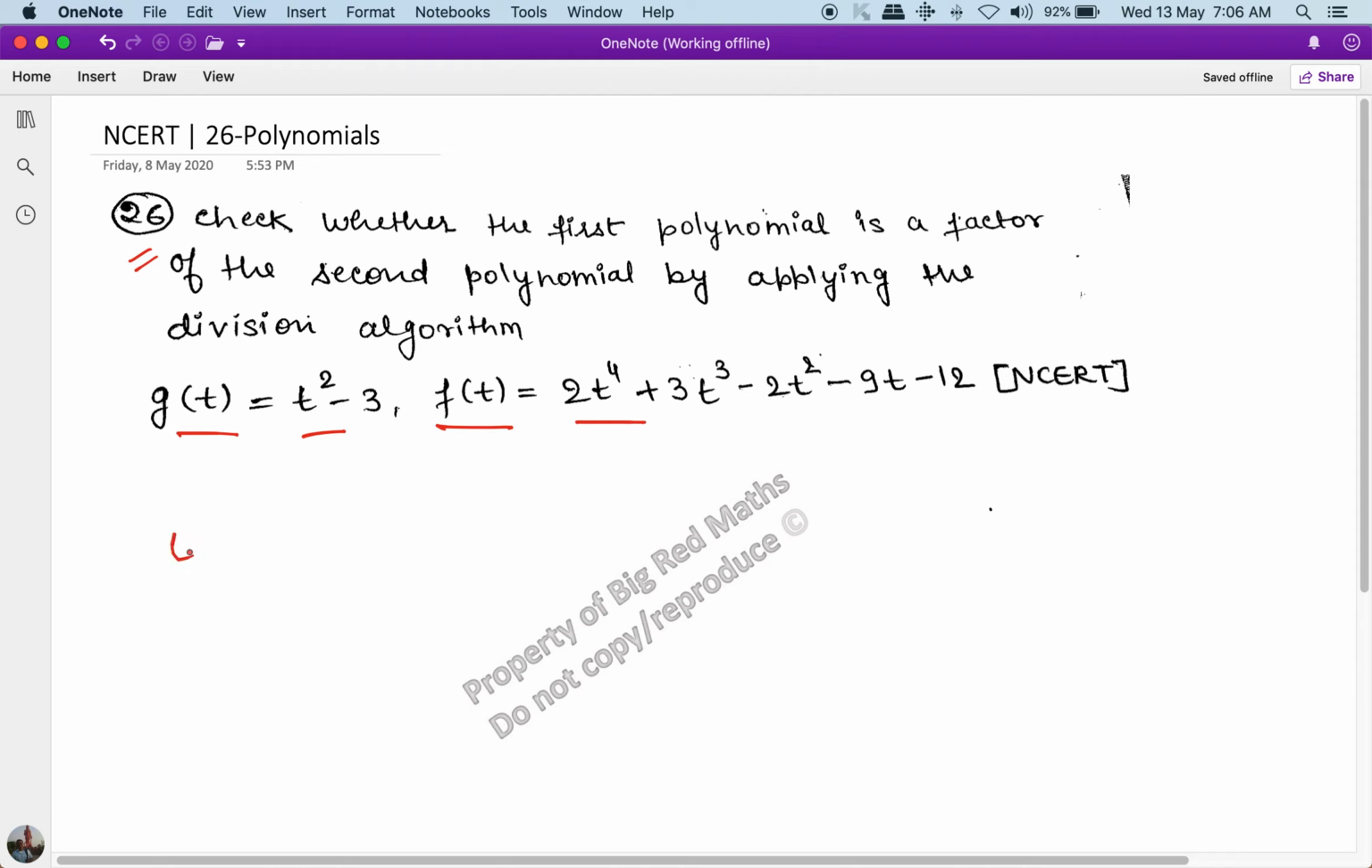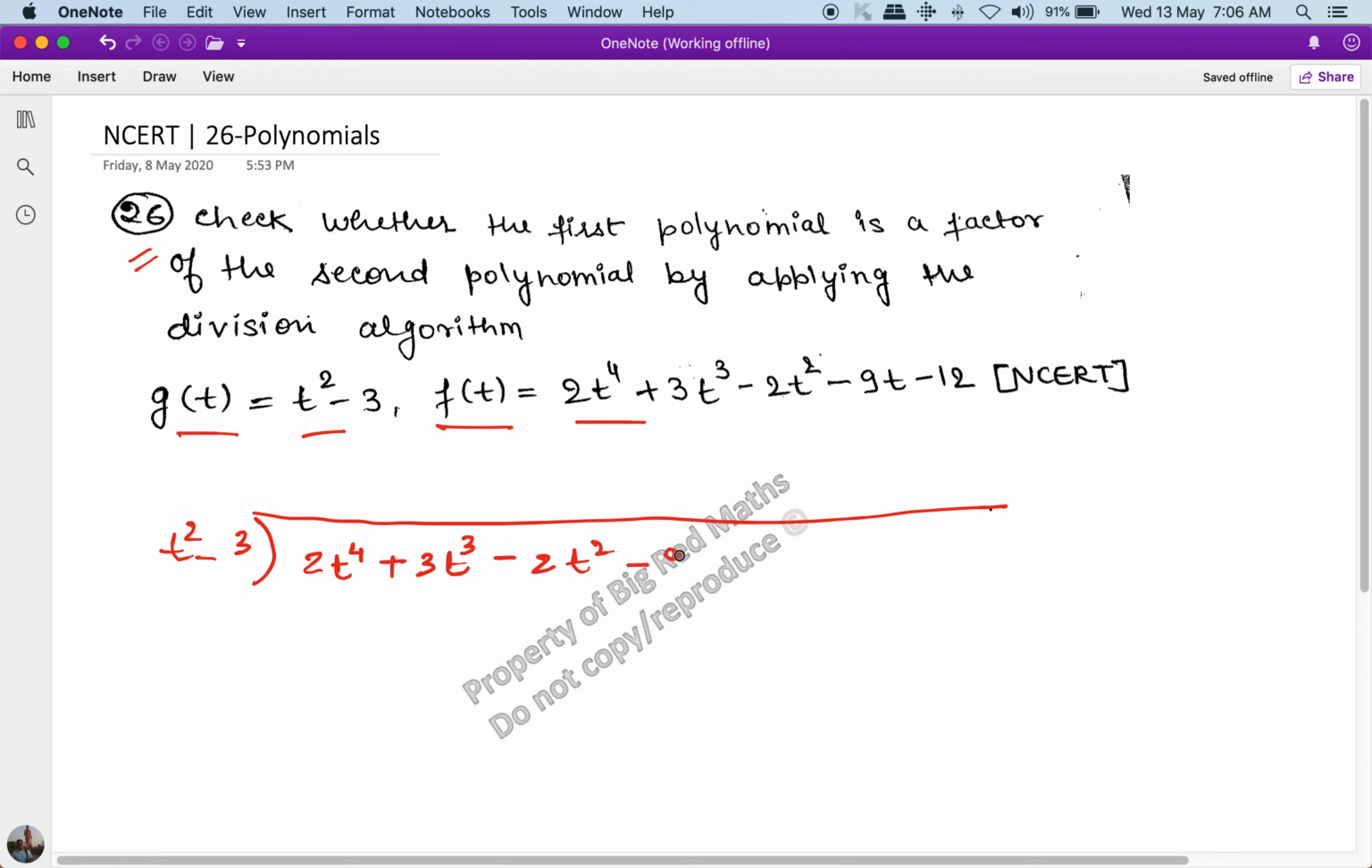This one says t square minus 3. You have to check whether this divides this very big term, which is 2t to the power of 4 plus 3t cube minus 2t square minus 9t minus 12. We have to find whether this perfectly divides or not.